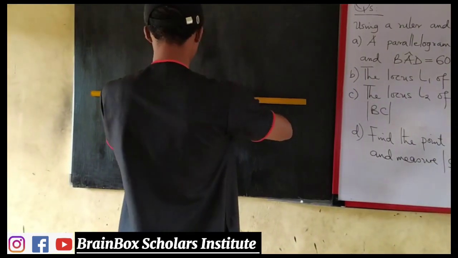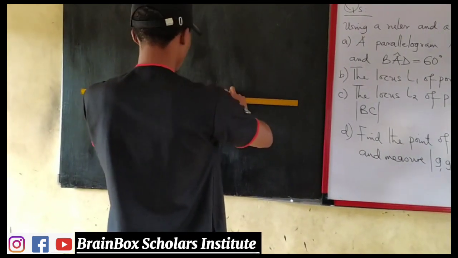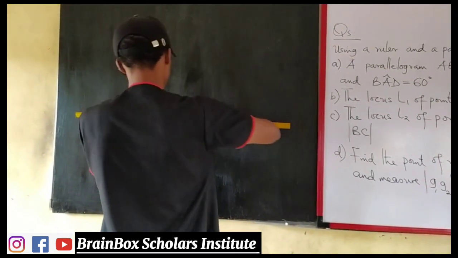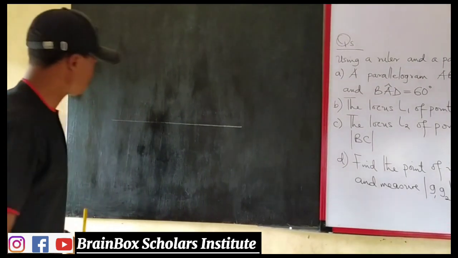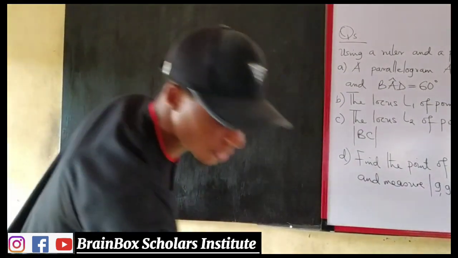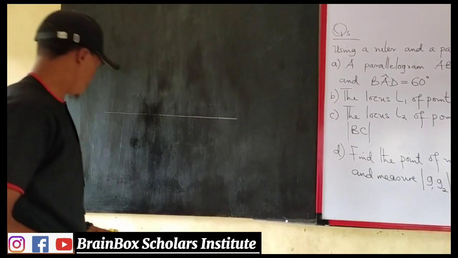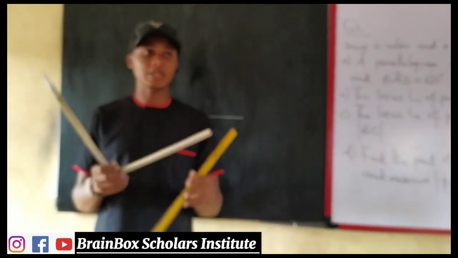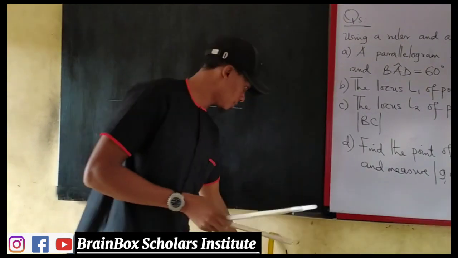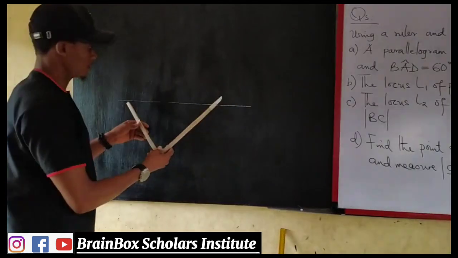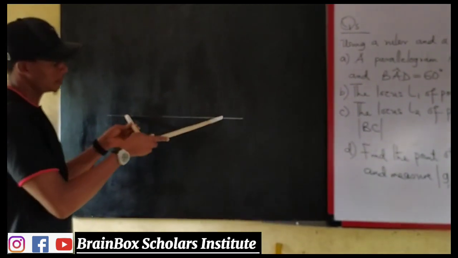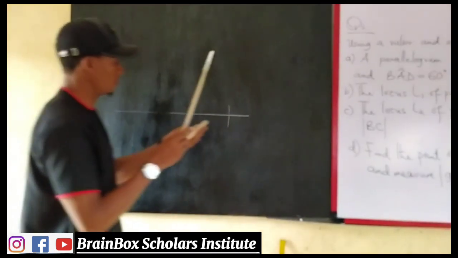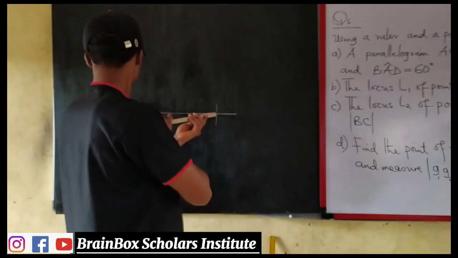So I will draw any line of my choice, with no measurement. This is my 9, which has been measured. So let's move. I'll place it here and make an arc. Place it here and make an arc.